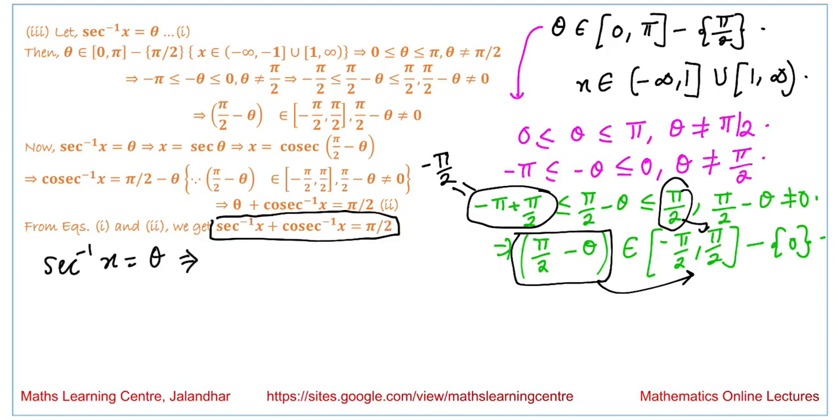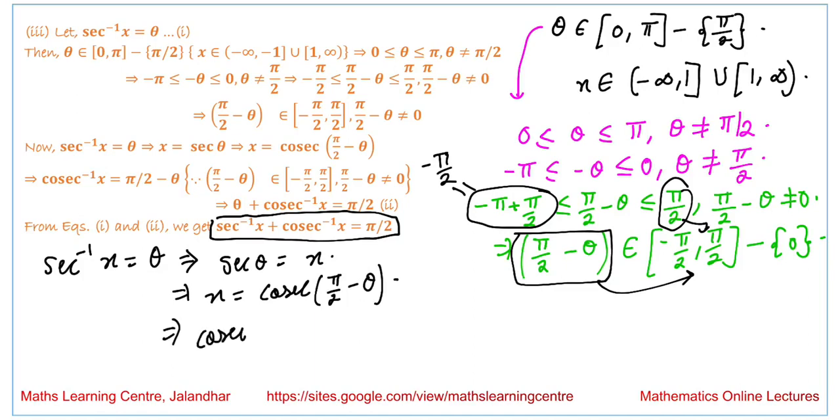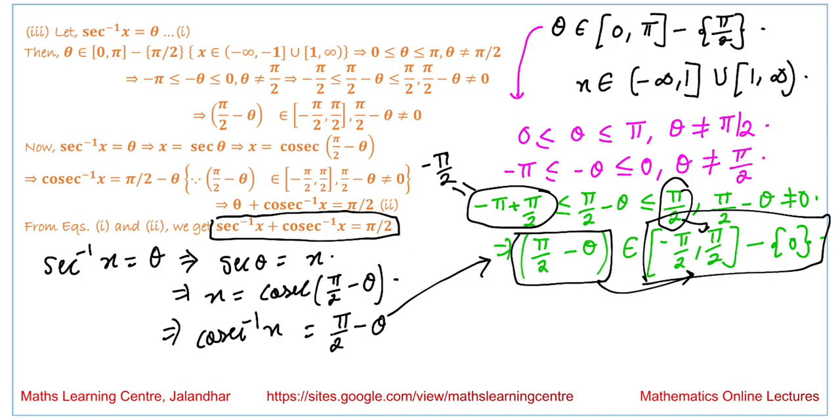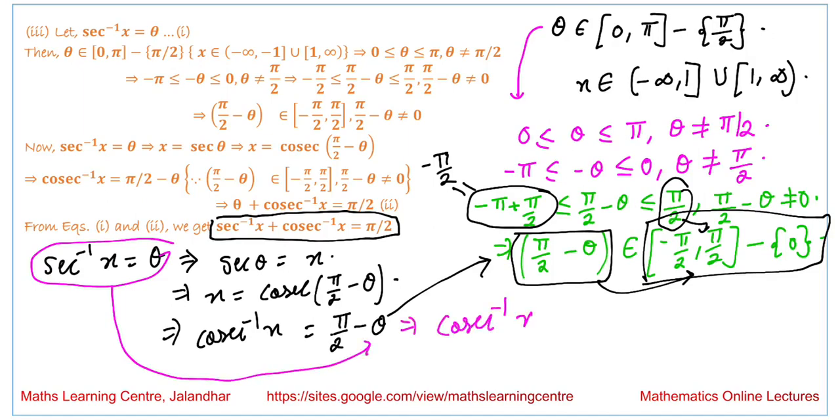If we consider this, we get secant theta is equal to x, and this implies x is equal to cosecant of pi by 2 minus theta. This implies that cosecant inverse of x is equal to pi by 2 minus theta, where pi by 2 minus theta belongs to this interval, that is the principal values of the cosecant inverse function. Now substituting the value of theta over here, we obtain that cosecant inverse x is equal to pi by 2 minus secant inverse x.